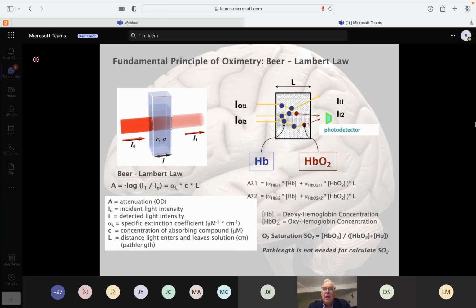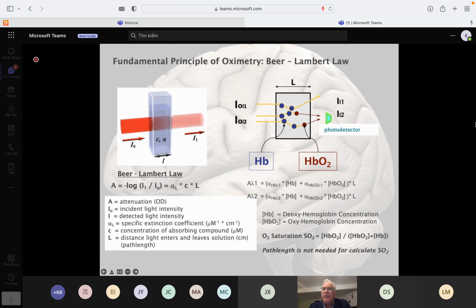The fundamentals of oximetry are based on Beer-Lambert's law, just to remind people here. If you know the intensity of the light that you shine into a medium that contains a chromophore, you can measure the intensity that comes out, and the amount of light that gets absorbed by that chromophore is directly proportional to its concentration in that medium. And you also have to know the distance here. And that's basically how oximetry works.